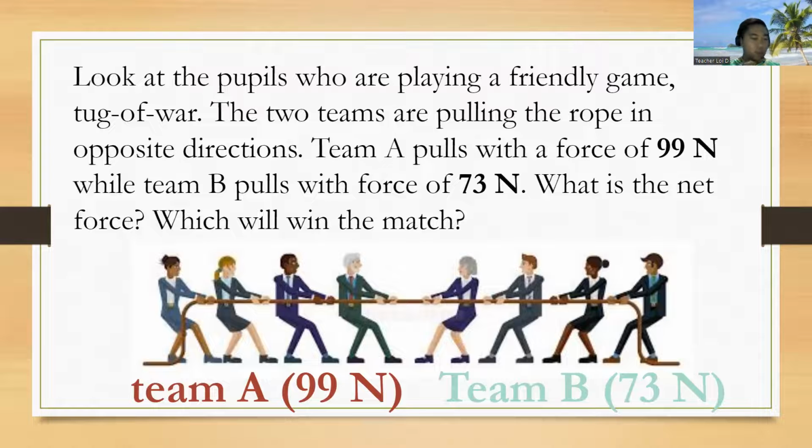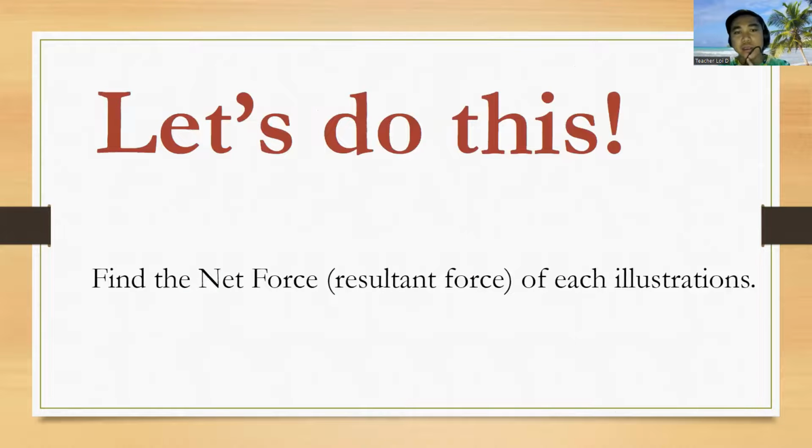So, medyo mahina tayo sa math, kaya gamitin calculator. Okay, calculator tayo. 99 minus 73. So, 26N to the left, to sa Team A. Team A ang mananalo. Okay, let's do this.